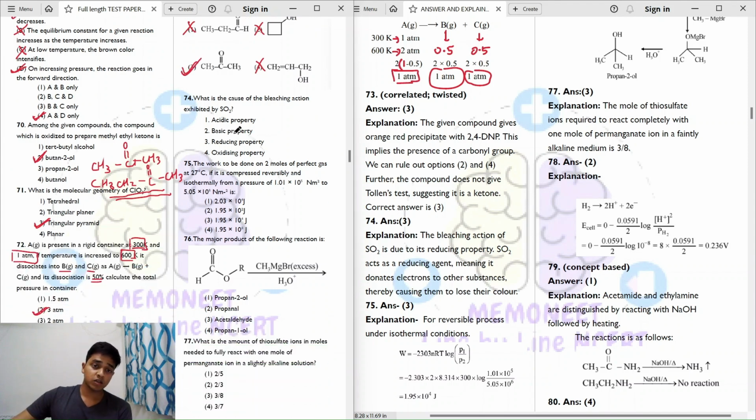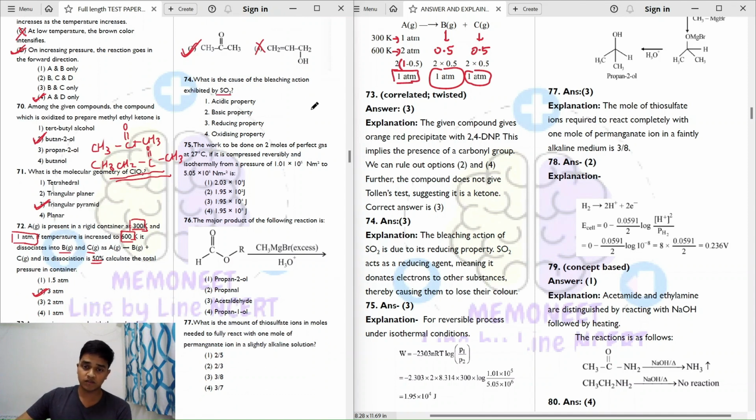Moving on to the next question, the question says, what is the cause of the bleaching action exhibited by SO2? So SO2 gives a bleaching action due to its reducing property. SO2 acts as a reducing agent, right? Which means that it will reduce the other substance. It will get oxidized itself, and it will reduce the other substance by donating electrons. So the reducing property of SO2 will cause a bleaching action.